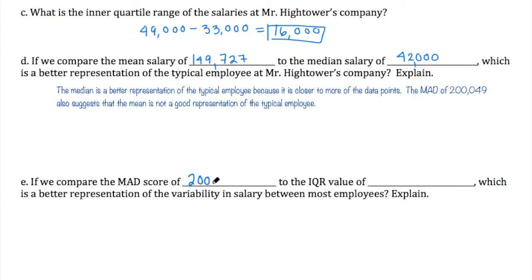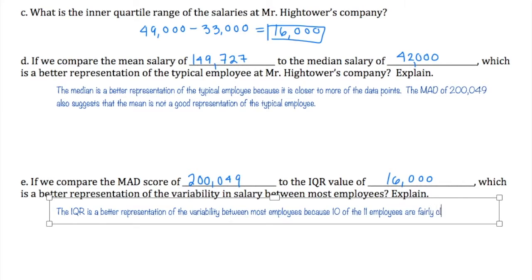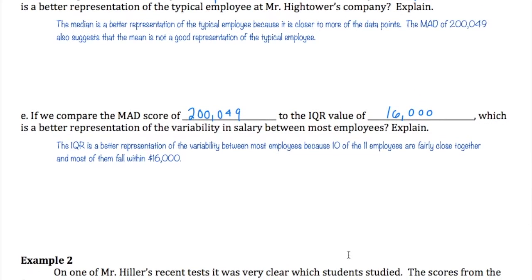So let's look at the measures of variability. The MAD score was 200,049 and the IQR was 16,000. Which of these is a better representation of variability? So the IQR is going to be a better representation of variability between most employees because if we think about it, 10 of the 11 employees have relatively close salaries. Only one of them is far away. So this is not an overly variable or spread out set of data. Most of them are fairly close together. So the IQR, which is a much smaller number, is more representative of the variability in the salaries.